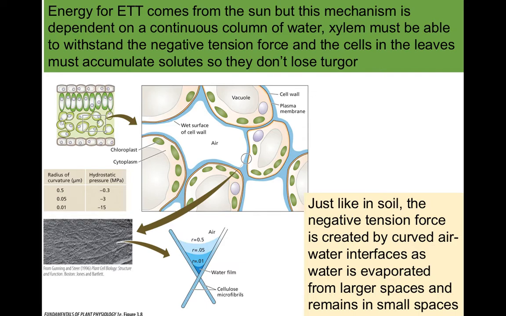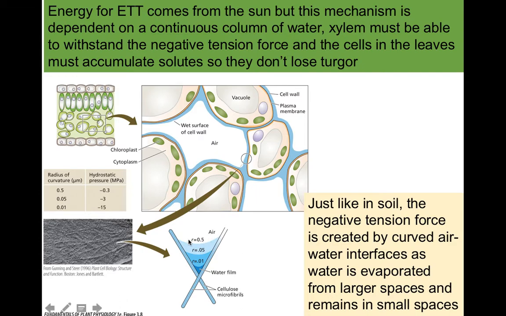So as the water on the surface of these cells moves from liquid water to vapor, the water that's going to get evaporated first is going to be where there's more water, okay? And so that water is going to get evaporated, and what that means is the remaining water is going to cling even more tightly to these small spaces between the cellulose microfibrils that are going to adhere to the water. And what this does, just like what happened in the soil, is create more curved air-water interfaces. And that is going to be the source of the negative tension in the leaves.